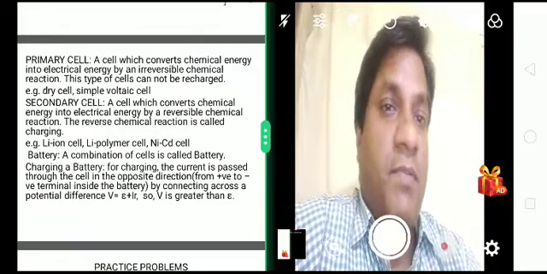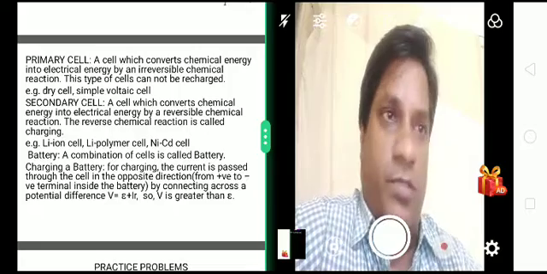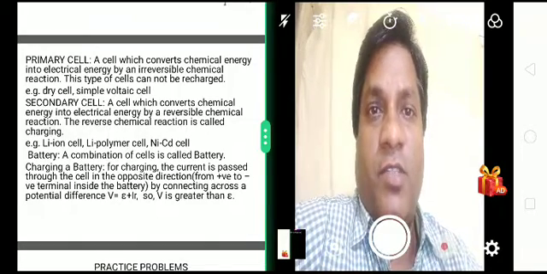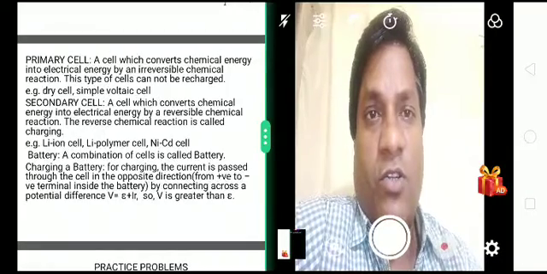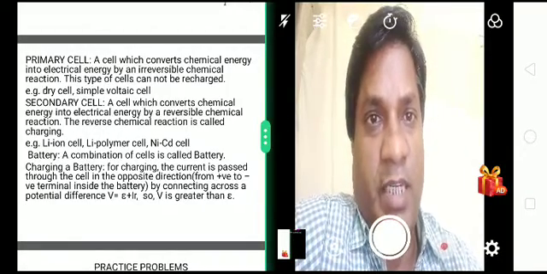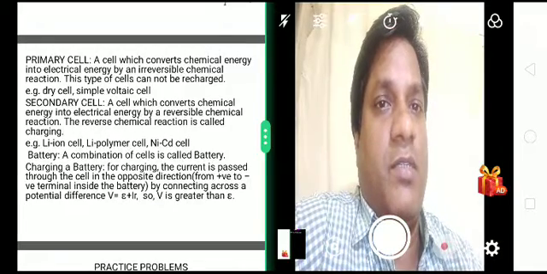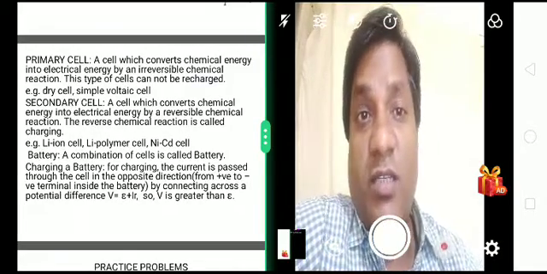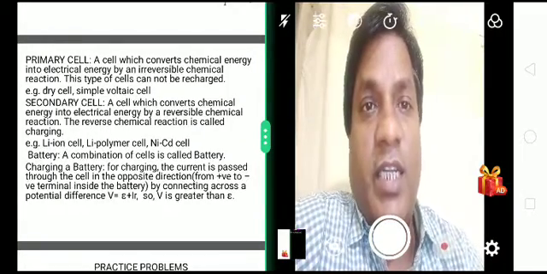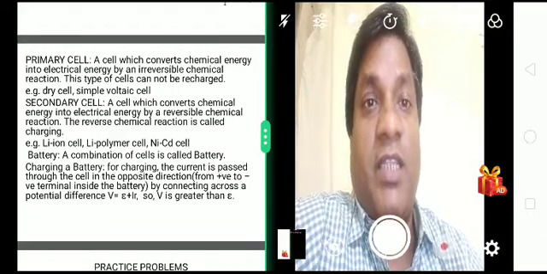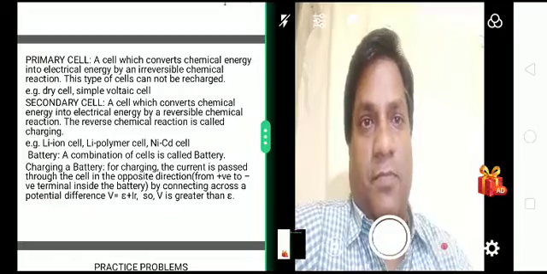So suppose the EMF of a battery is 5 volt, then the terminal potential difference of the battery will always be less than 5 volt during discharge. But during the charging process, the case is reverse. During charging, we need to connect a potential difference greater than 5 volt for its charging.